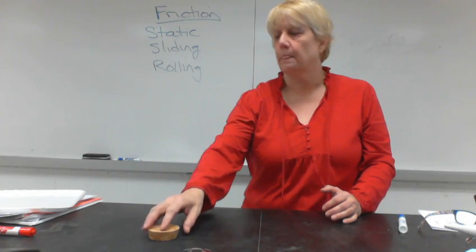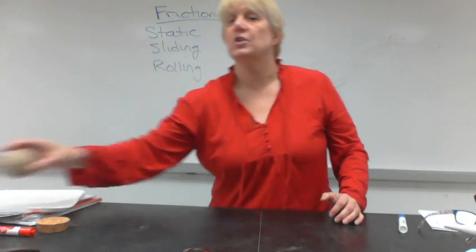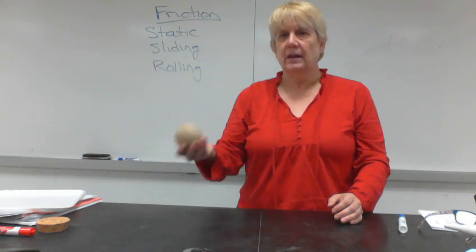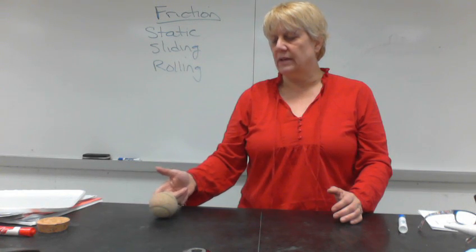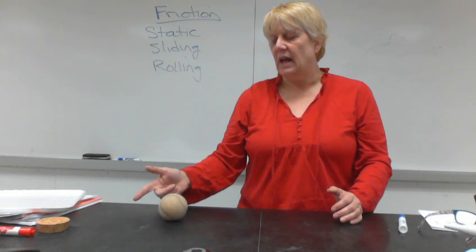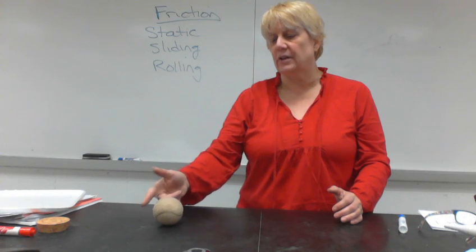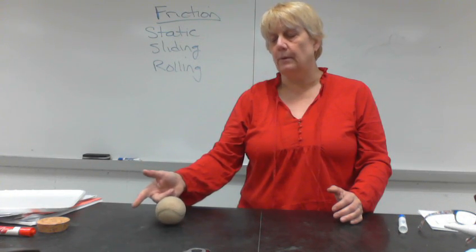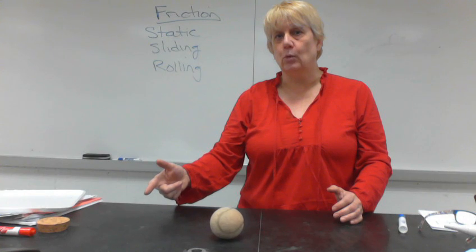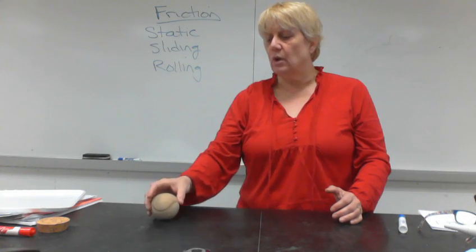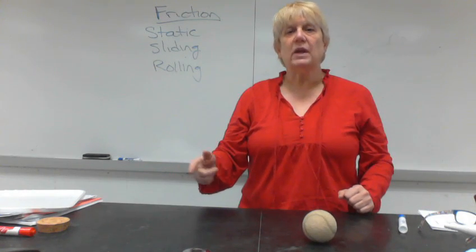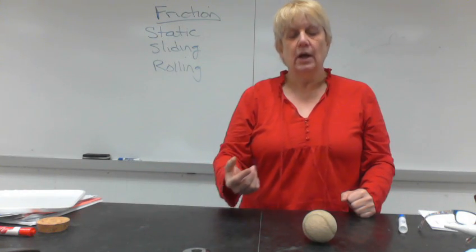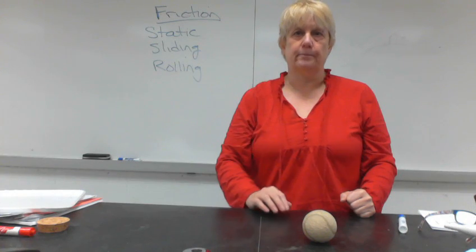The third kind of friction is rolling friction. If I take this ball, in order to get it to start moving in the first place, I have to overcome the static friction between the ball and the table. But once I do that, it will roll. But as you notice, it will stop rolling eventually. And that's because of the rolling friction between the table and the ball.